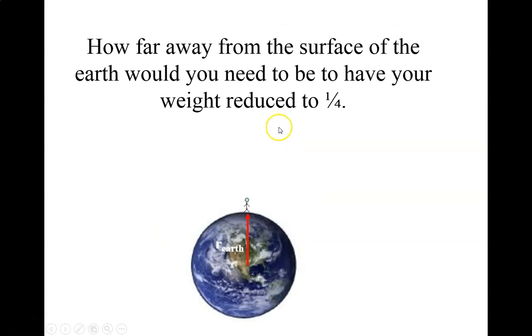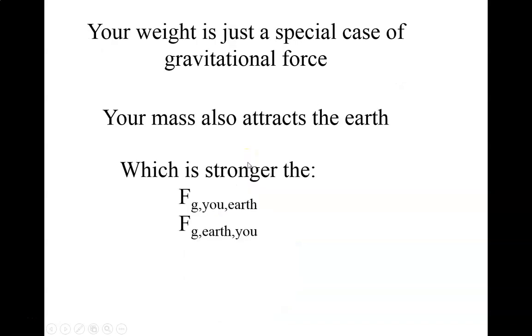Okay. How far away from the surface would you need to be to have your weight reduced to 1/4 of it at the surface? Would you need to be 1 Earth radius away or 2 Earth radii away? Well, remember, in order to have your weight cut in 1/4, you have to double your distance. You're at 1 Earth radius already, and therefore you would just need to be 1 Earth radius away from the surface. And now you're twice as far, and therefore your weight is 1/4.